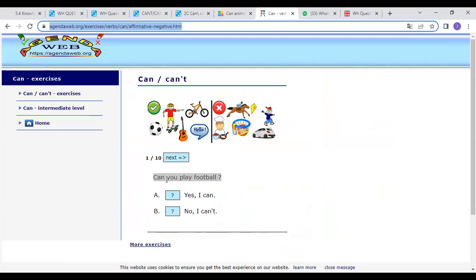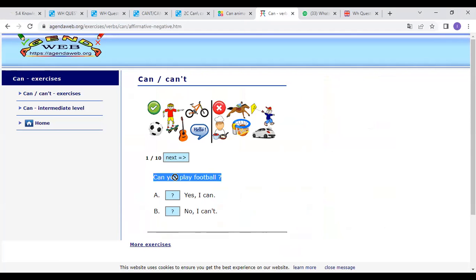It asks you a question, like, can you play football? You have to look at the image to see if they can or not. Here there is a green check for yes and another for no, right? And then you have other ones. It's very easy. So come on, guys, let's start doing this, please. You already have the link on the WhatsApp group and also in the chat box.